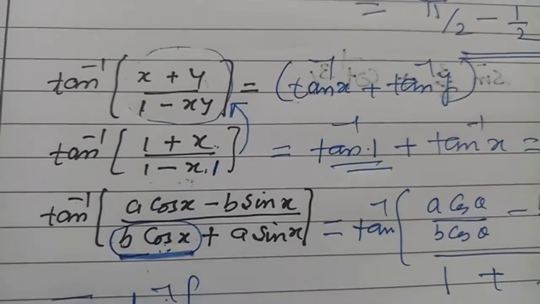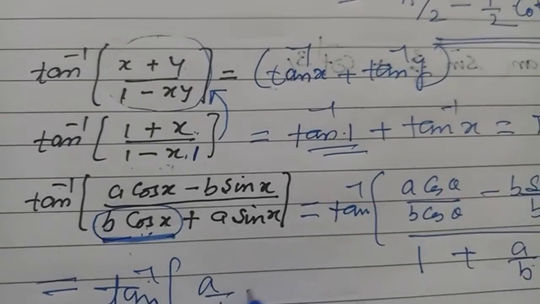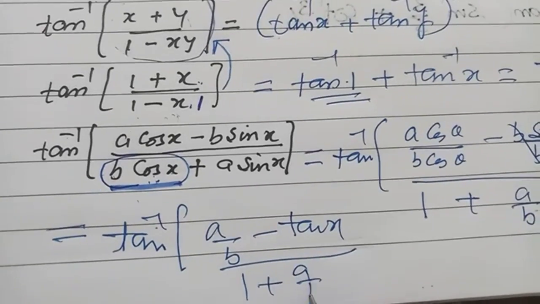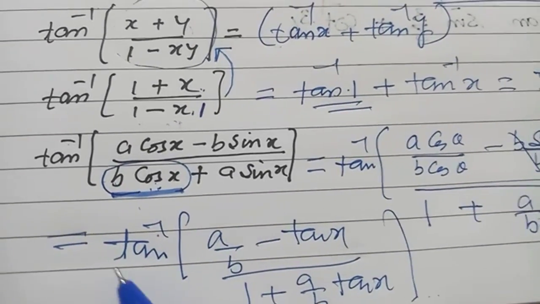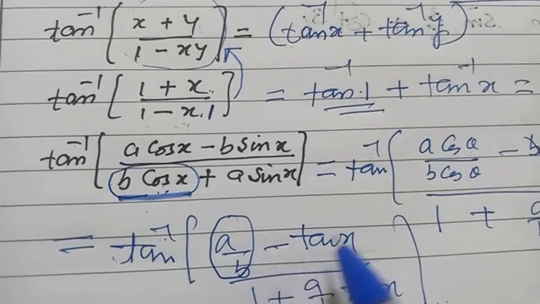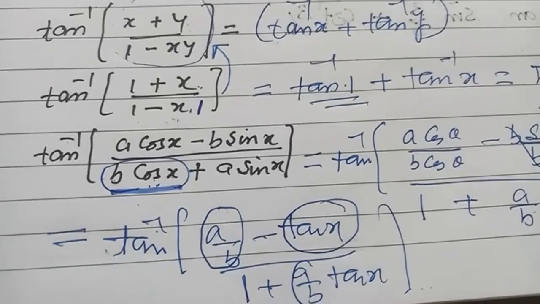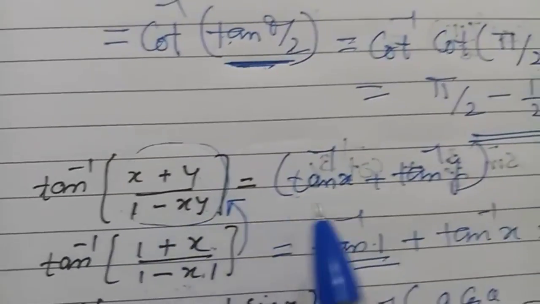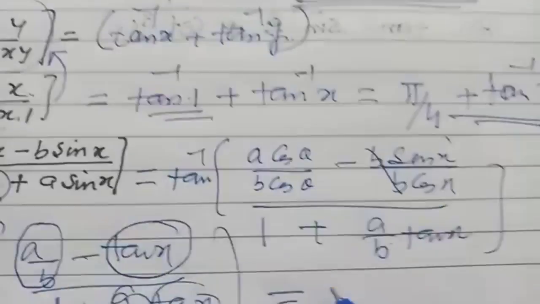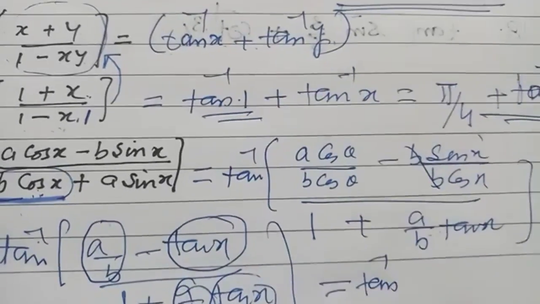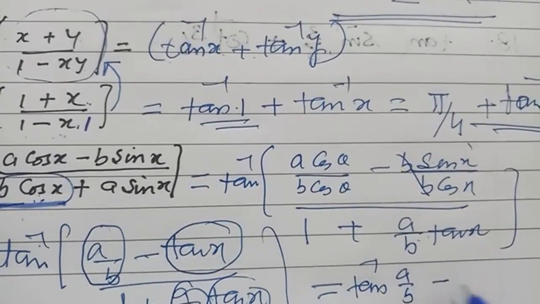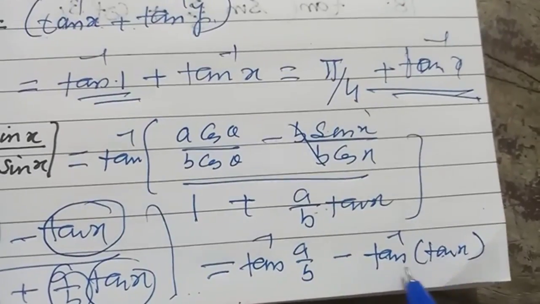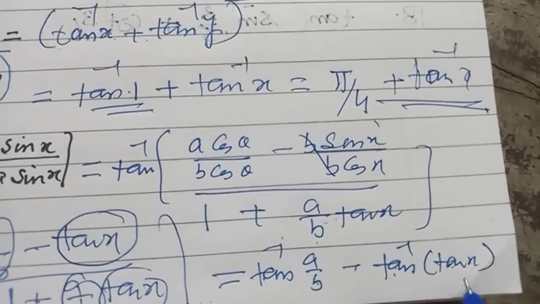So this is tan inverse of a over b minus, b got cancelled, this is tan x over 1 plus a upon b into tan x. This is now the formula of tan inverse of x minus y over 1 plus x into y. That is how this particular formula, tan inverse of x plus y over 1 minus xy, has the answer tan inverse x plus tan inverse y. So what can I write to this? It is tan inverse, who is my x? A upon b minus tan inverse, that is tan x. So tan inverse will cancel out this. So the answer is tan inverse a upon b minus simply x here.